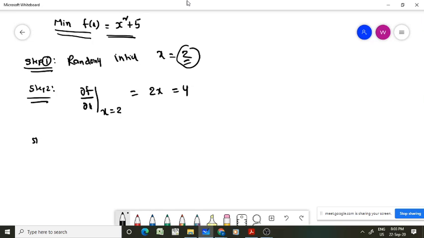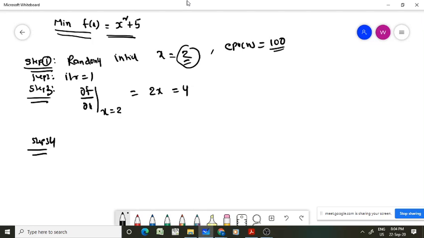Now step 3. In step 3 we have to set the iteration count equal to 1. Let us assume that is step 3, and then step 4: you have to initialize the maximum number of iterations you want to run this algorithm. That is called the number of epochs. Let us assume it is 100.